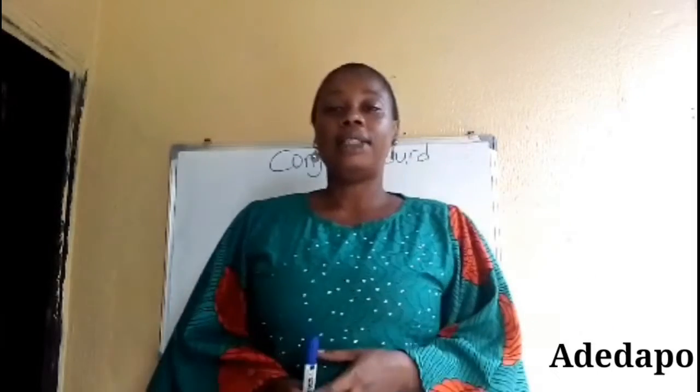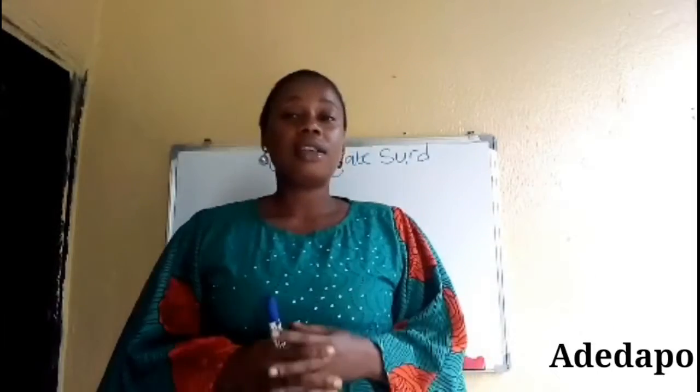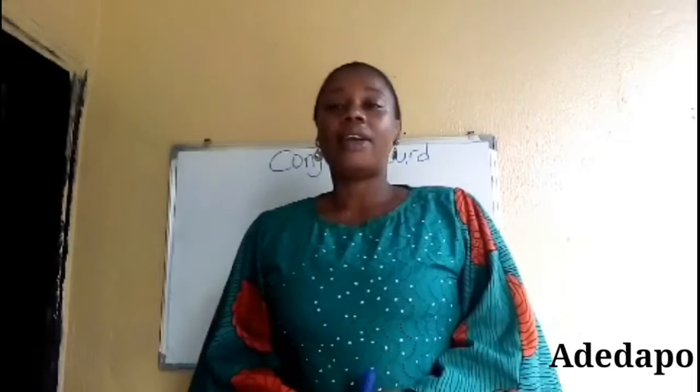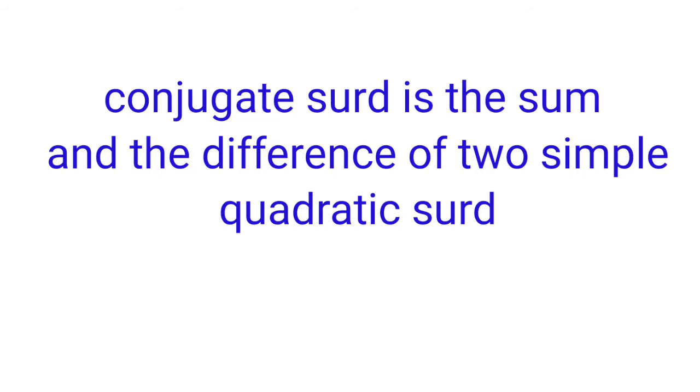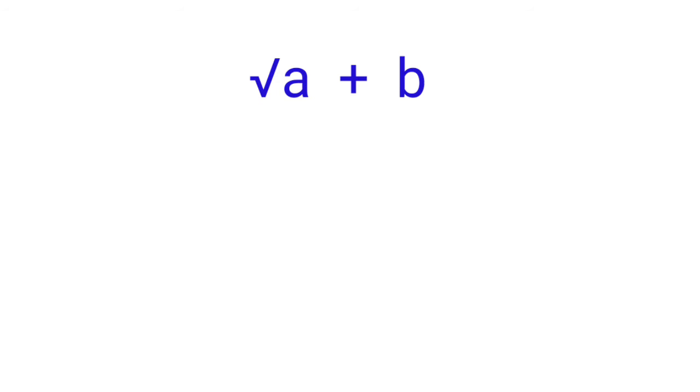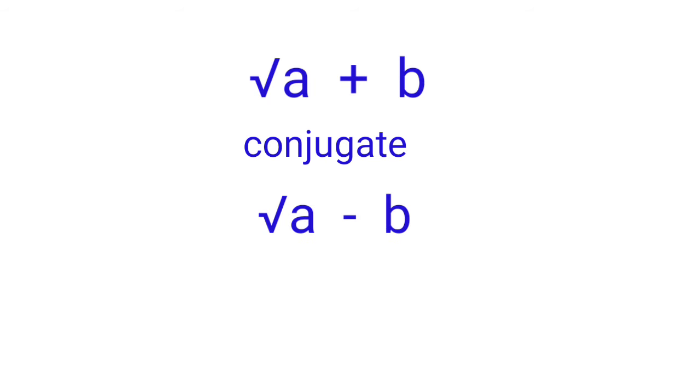I am Adedapo. In this video, we will learn conjugate of surds. Conjugate surd is the sum and the difference of two simple quadratic surds. This expression, square root of a plus b. The conjugate of this expression is square root of a minus b.